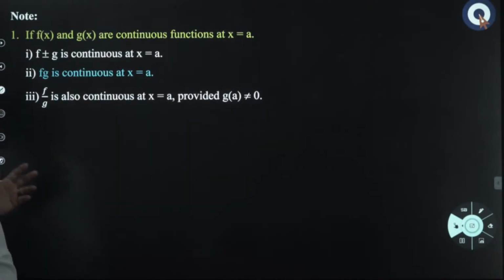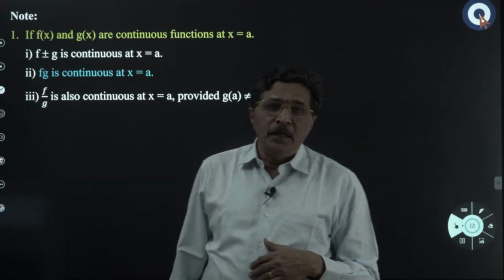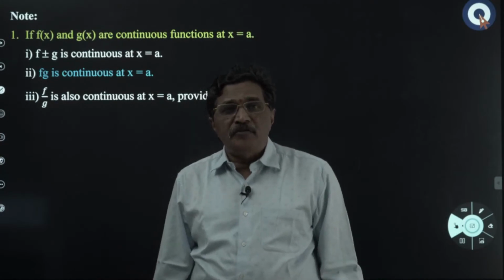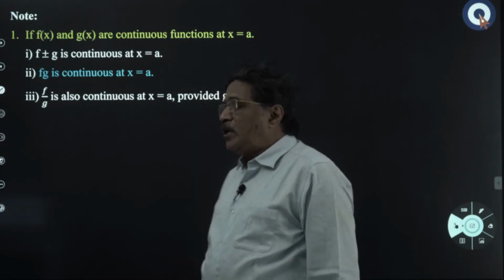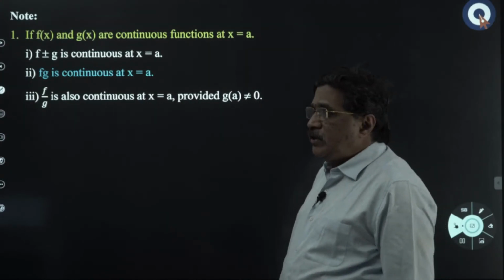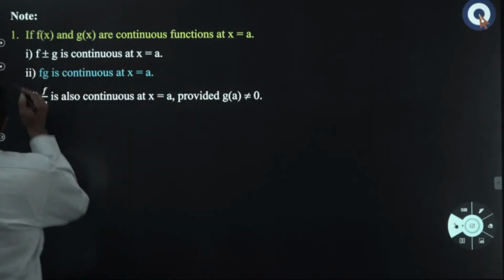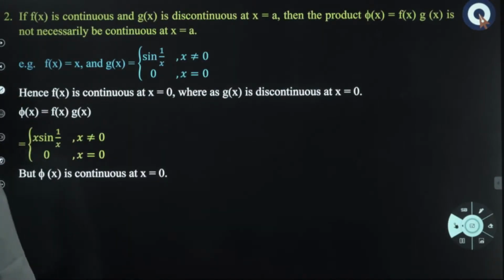And of course, if f and g are two functions which are continuous at a point a, then f plus g, f minus g, fg and f by g are also continuous at x equal to a, provided, for the last one, f by g, g should not be equal to 0. That's the only exception. So let us quickly revise other points also.